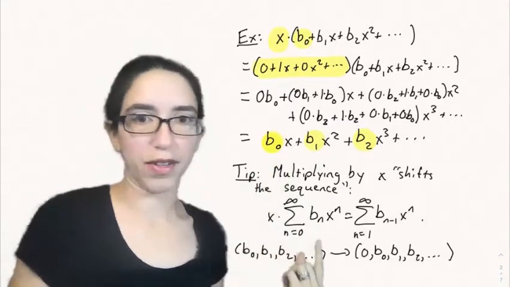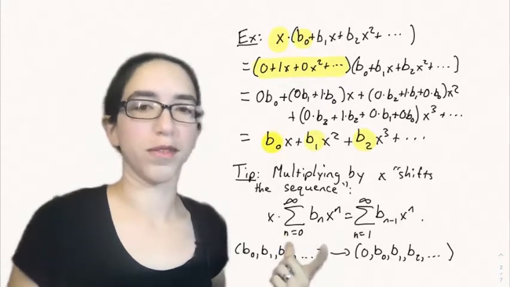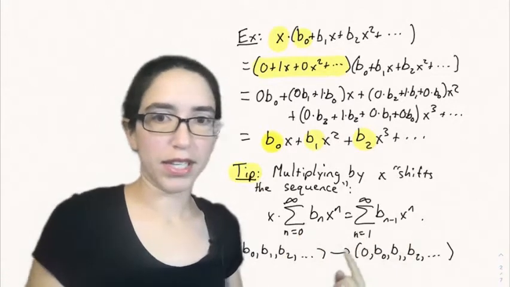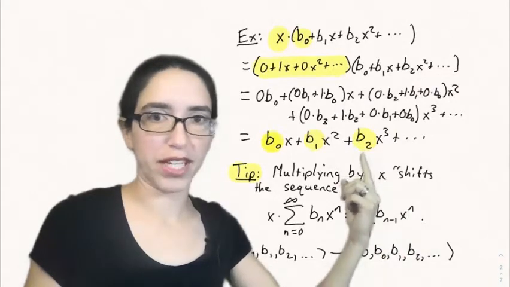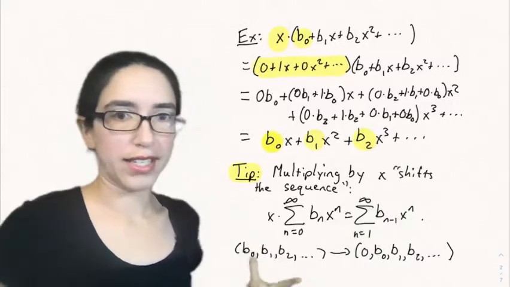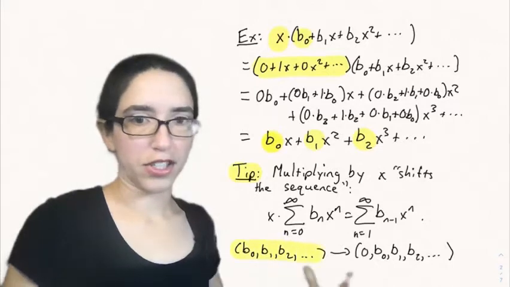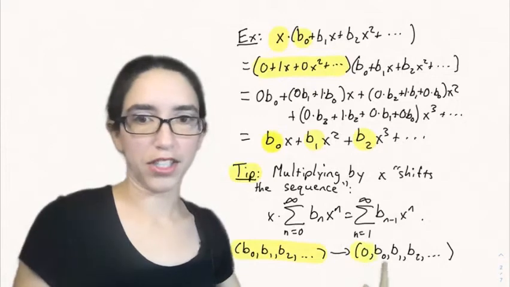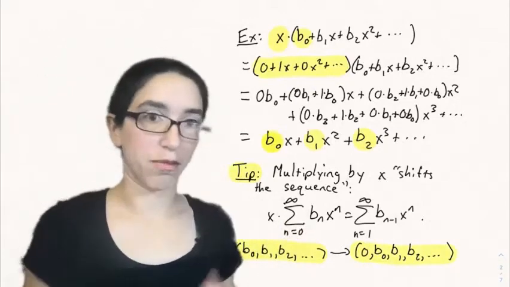In particular, we can even think of what it does to the sequence b sub n. Well, if we write it in summation notation, we notice that x times the sum of b sub n x to the n is the sum as n goes from 1 to infinity of b sub n minus 1 x to the n. You notice now we have b2 on x cubed. It's one less subscript than the exponent. So it takes this sequence b0, b1, b2, dot, dot, dot, and actually just pads it with a zero. It puts a zero in front, that's the new constant term, and it shifts the rest of the sequence over one space. So there are all the different ways of thinking of multiplying by x.